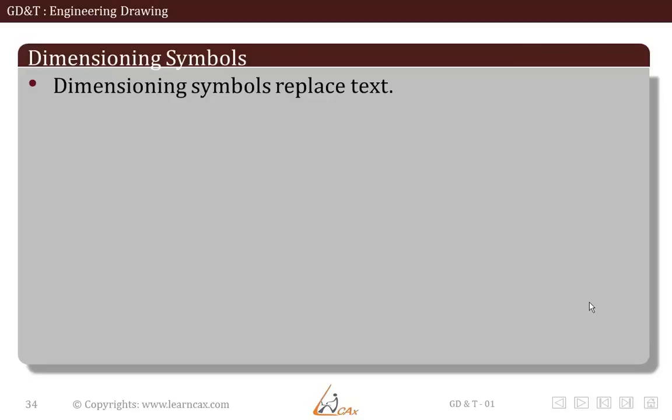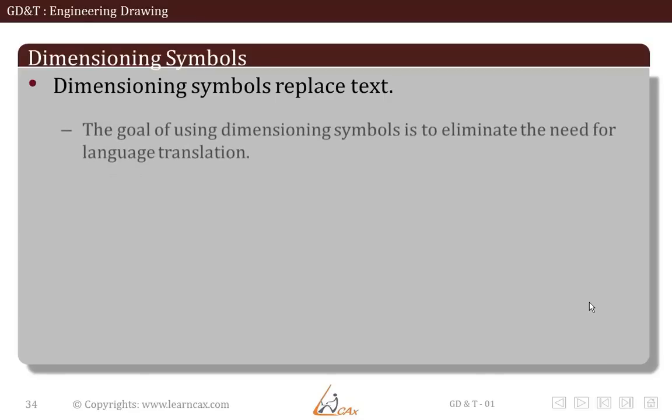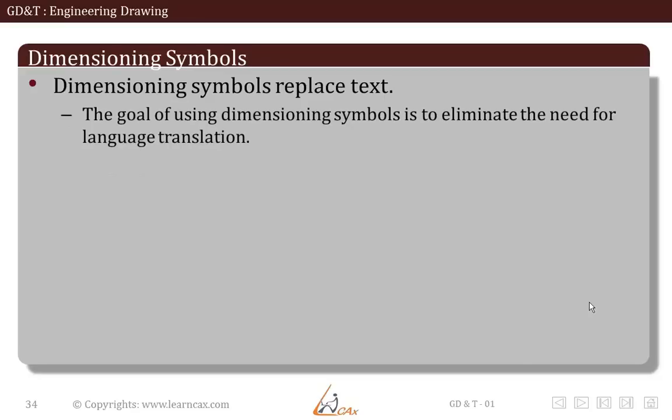Apart from this issue, there is one more issue of language interpretation, which plays an important role if the information is conveyed using text of a certain language. As we were saying, the goal of using dimensioning symbols is to eliminate the need for language translation.